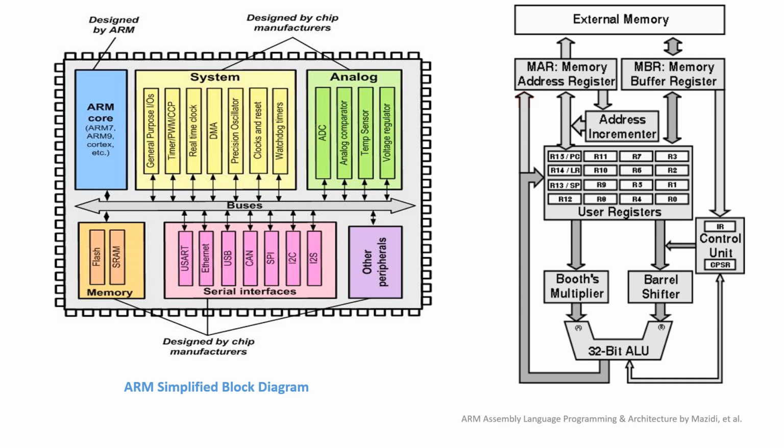And as we can see in this diagram, this is an ARM simplified block diagram where, as marked, the portion designed by the manufacturers and the portion designed by ARM. If you see the blue rectangle that's marked as ARM core, that is the ARM microcontroller, right? It has its own RAM, ROM, and all these things. The other portions, that is the system, analog, memory, serial interface, and other peripherals, those can be manufactured by any other company which holds the intellectual property to make those changes. So they would have to pay some amount and they have to buy that IP, right?